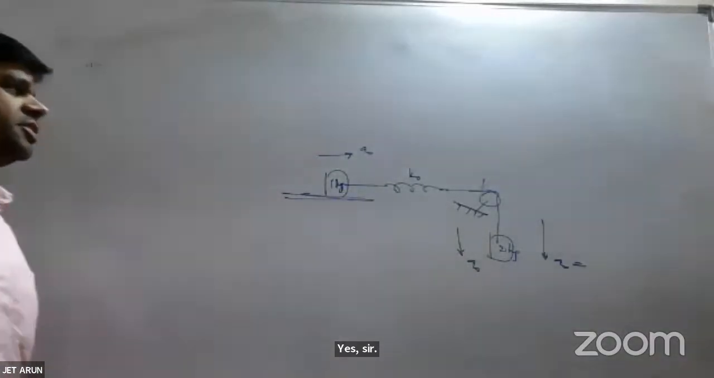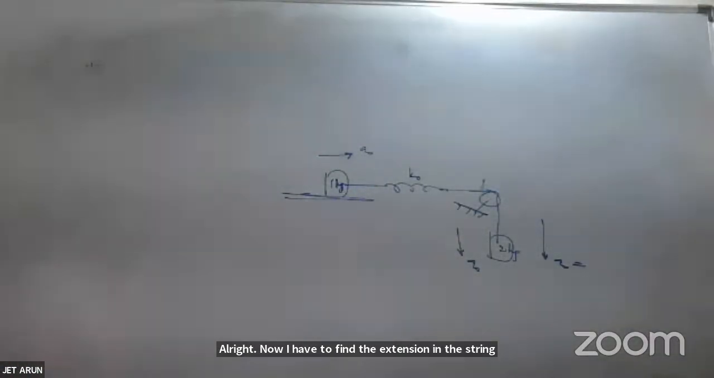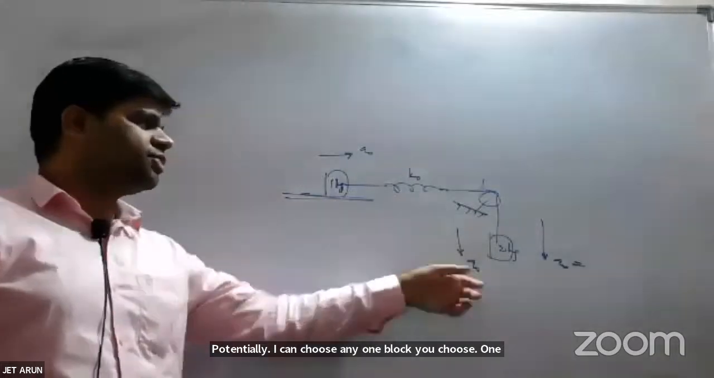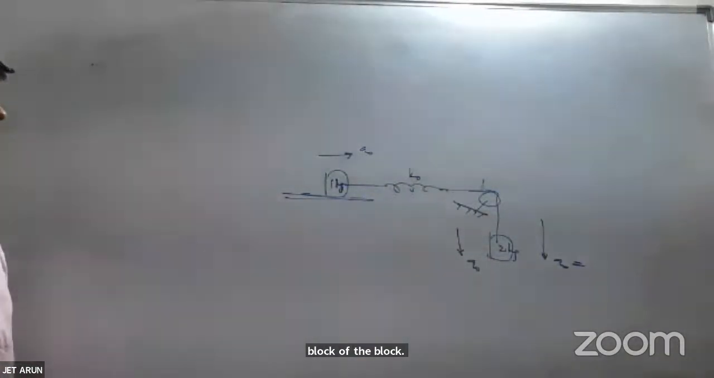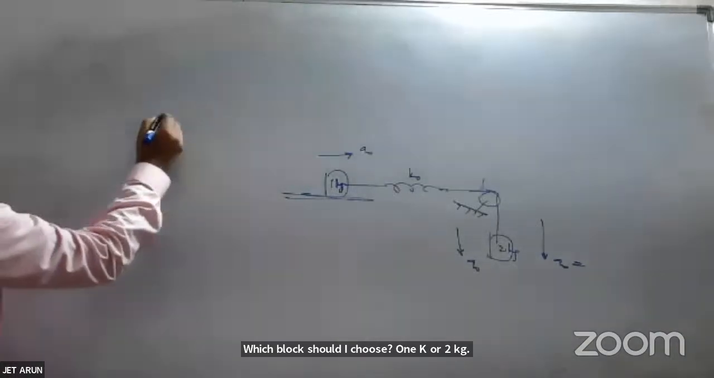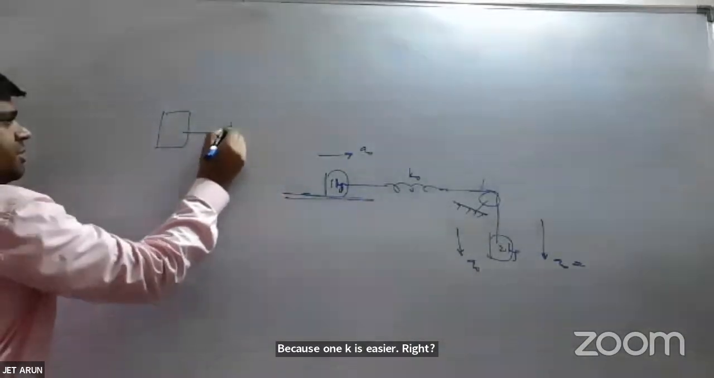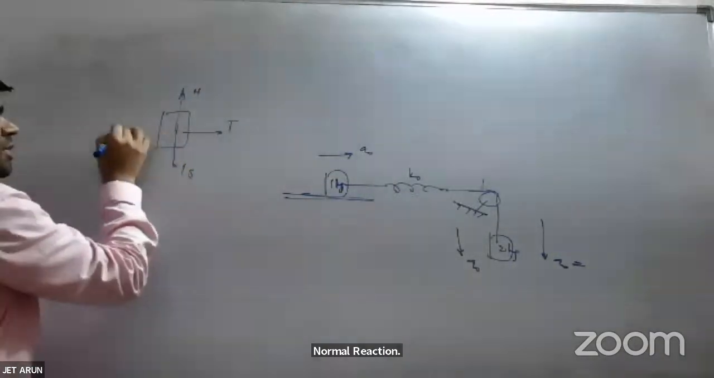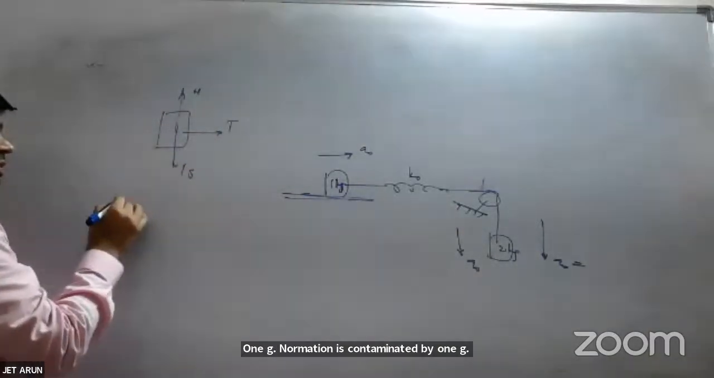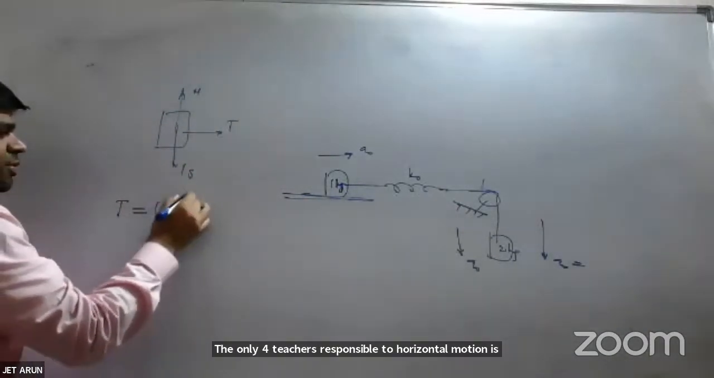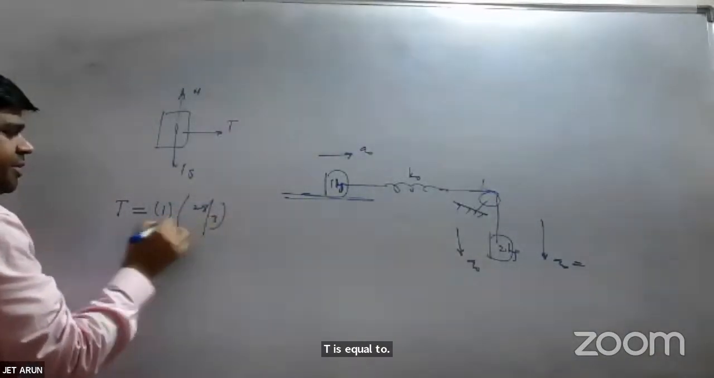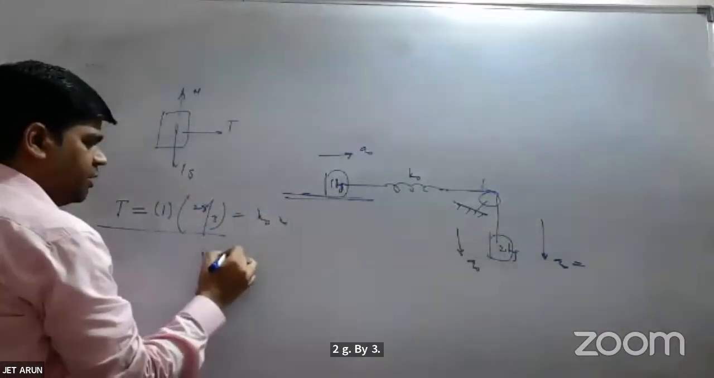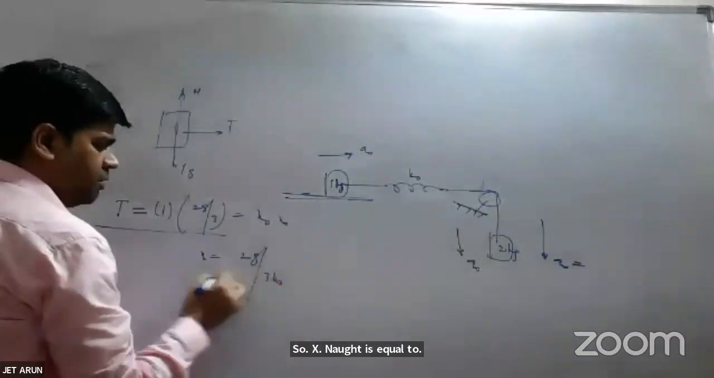Now I have to find the extension in the spring. For that I need tension in the spring. For tension, I can choose any one block. Which block should I choose, 1 kg or 2 kg? 1 kg, sir, because 1 kg is easier, right? You have got only tension in that. Tension, normal reaction, 1g. Normal reaction is counterbalanced by 1g. The only force responsible for the horizontal motion is tension. T is equal to 1 into 2g by 3, which is equal to k naught into x naught. So x naught is equal to 2g by 3 k naught.